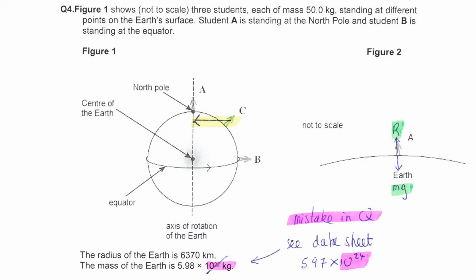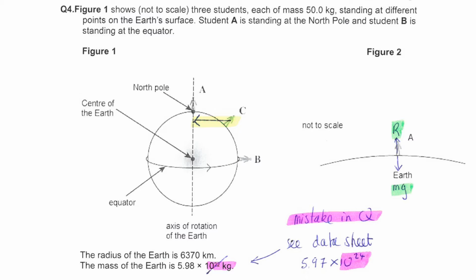This is the Gravitational and Electric Fields Homework Booklet, question number 4. The diagram shows 3 students, each of mass 50 grams, standing at different places on the Earth's surface. So A is at the North Pole and student B is at the equator.